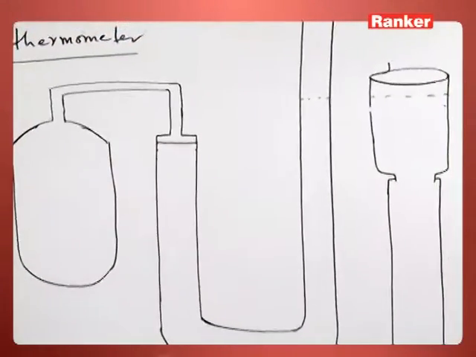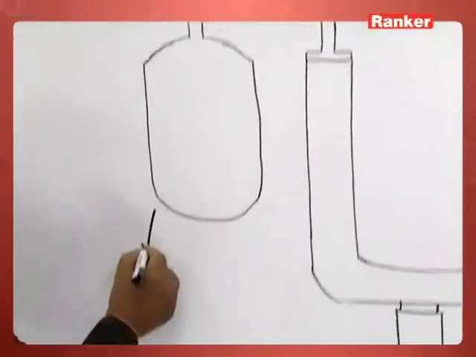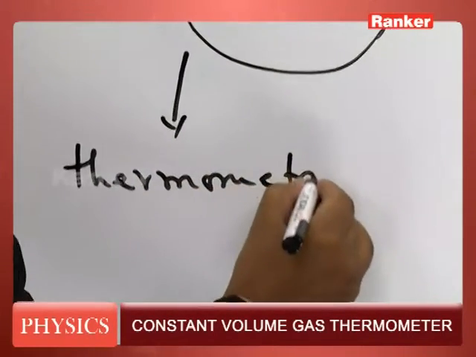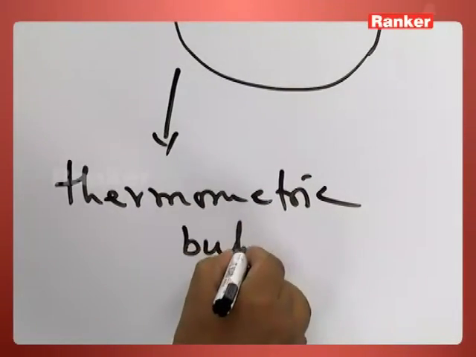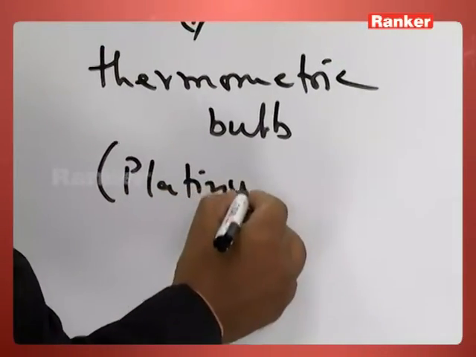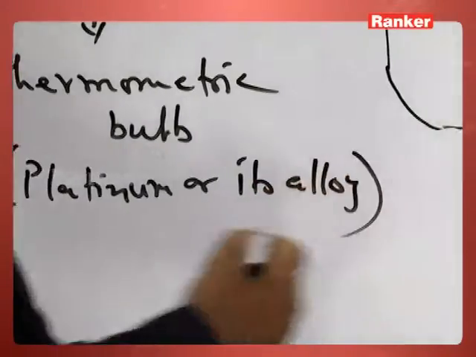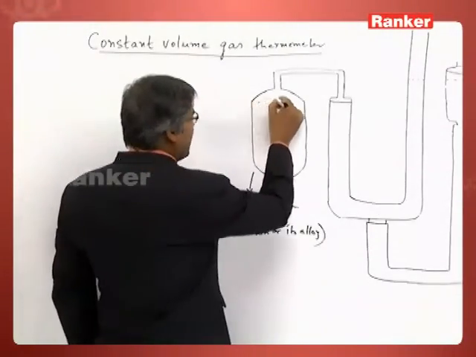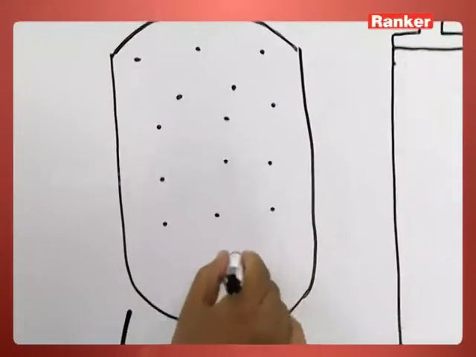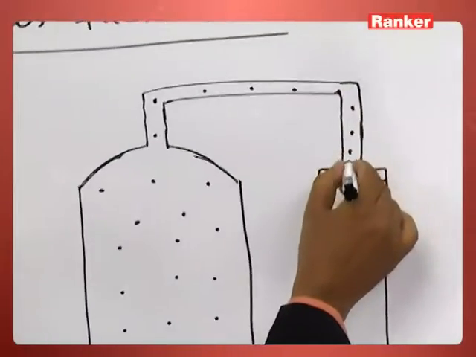So, now in this thermometer, this is your thermometric bulb, which is made up of platinum or some alloy of platinum. In this thermometric bulb, a gas, any gas, is taken, and this gas fills this region.